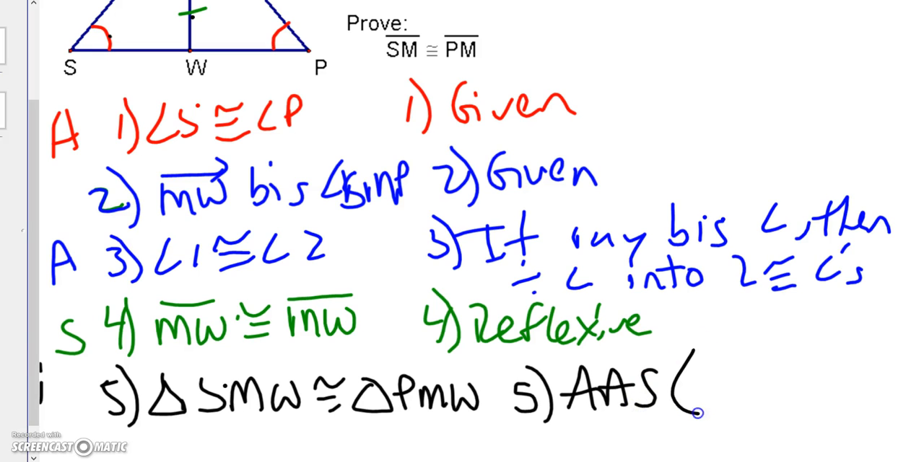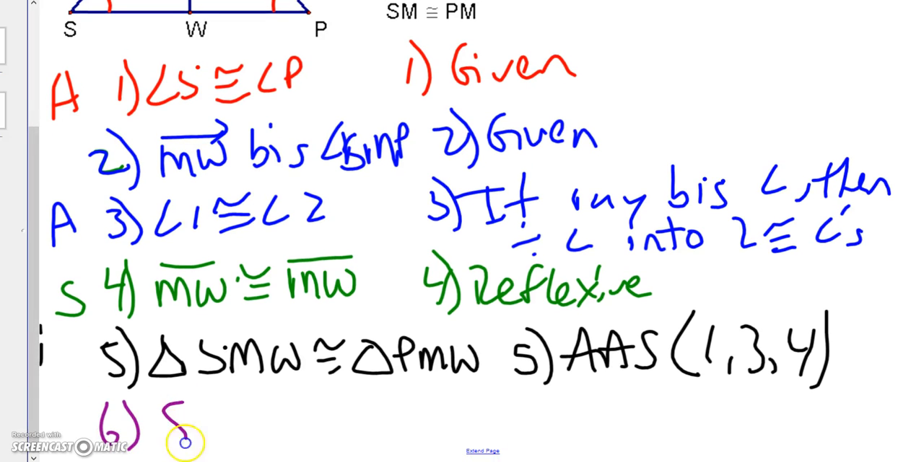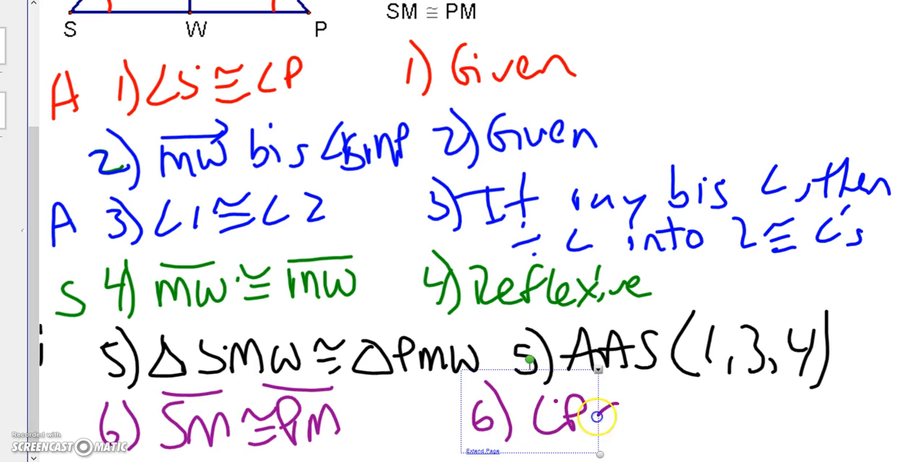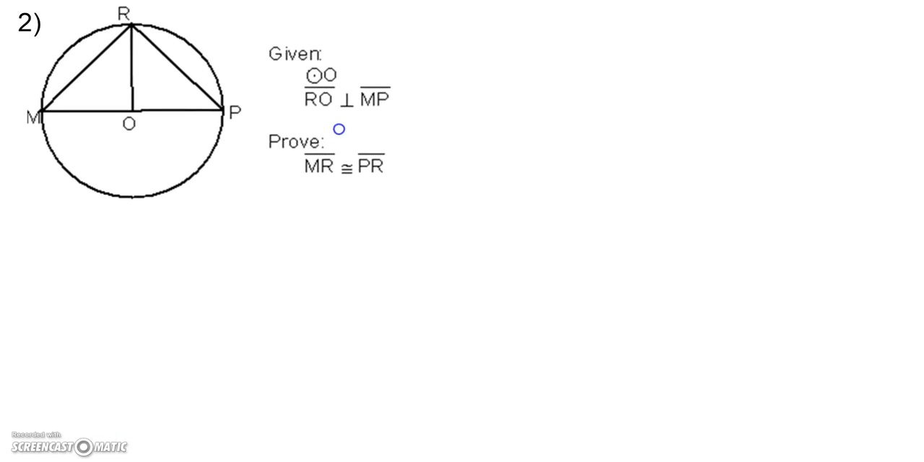And the steps we got from angle, angle, side are 1, 3, and 4. And once we prove the triangles are congruent, we can say that the corresponding parts that we want to be congruent are congruent by CPCTC, and that came from the triangles we proved congruent in step 5. All right, moving on to the next example.